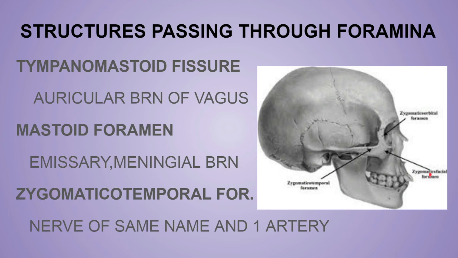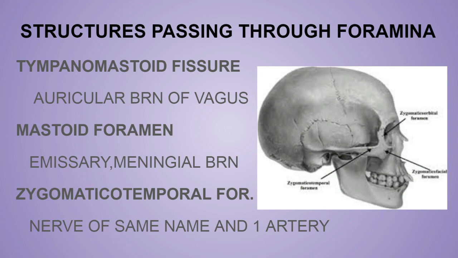Now the clinical aspect of this norma lateralis is the pterion site. What is pterion? Pterion is the meeting point of mainly four bones: the frontal bone, sphenoid bone, temporal bone and parietal bone. So these four bones meet at a point, and that is known as the pterion, also known as the anterolateral fontanelle. It is a very thin part of the skull.